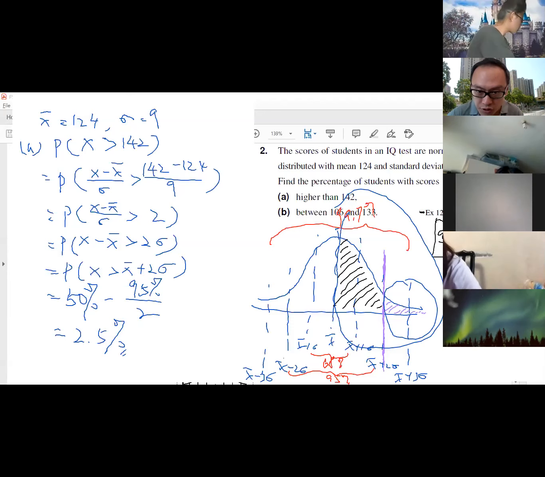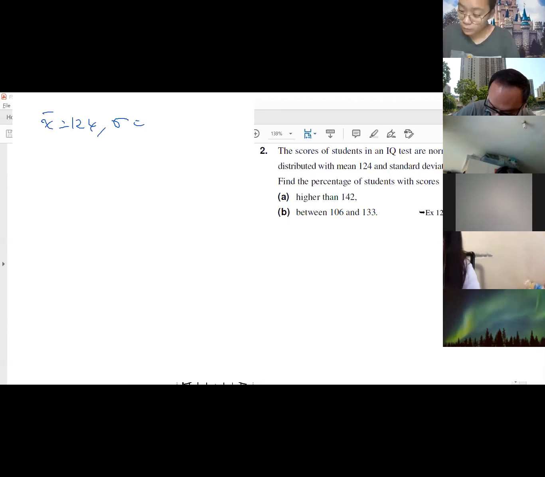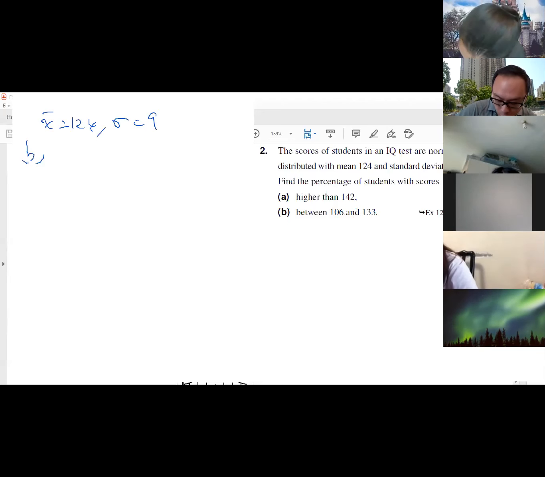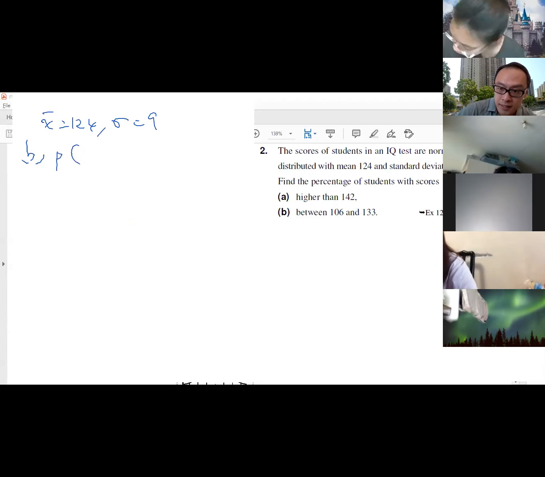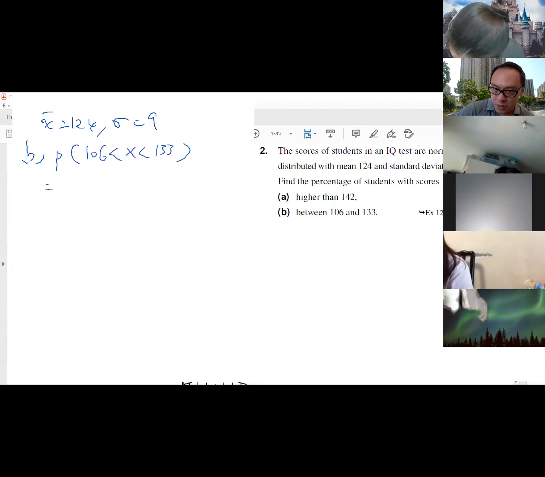Okay, so let's do part B together. I'm going to clear the board first. Part B. We are going to use the same mean and same SD, right? So x bar is equal to 124, and standard deviation is still equal to 9. And then this time in part B, we are going to find the percentage of students with score between 106 and 133. So we have the lower limit and the upper limit this time. 106 is less than x is less than 133. Okay, and then first step, we do the normal thing, minus x bar and divided by sigma.